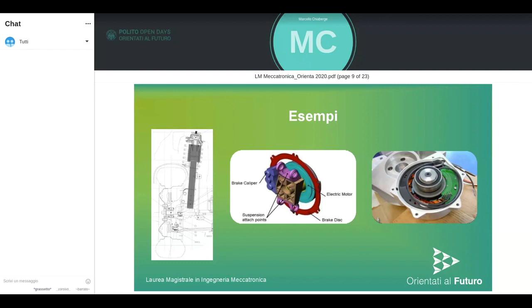For example, on the left you have a damper for energy recovery. So the damper is not only a damper for the car, but is able to recover energy from the shaky movement of the car, or some electrical motors that are tightly integrated inside the car. So many different areas and many different examples.